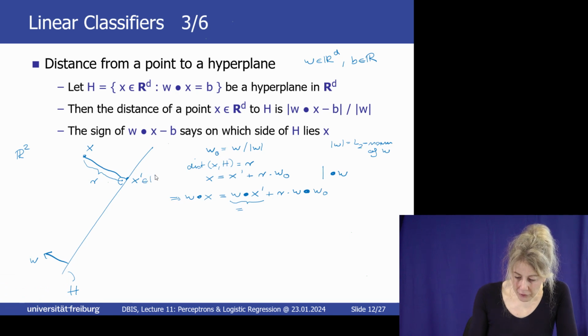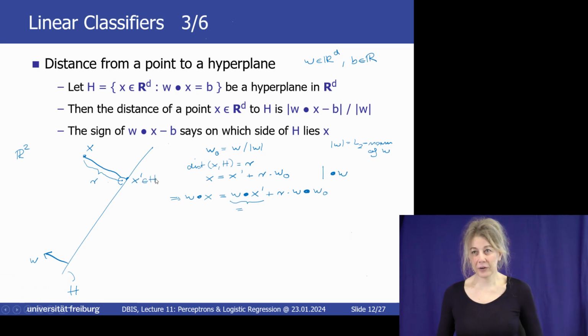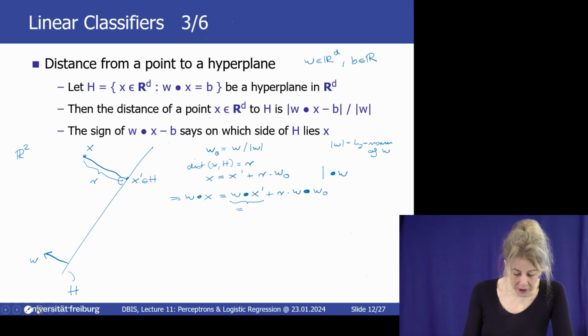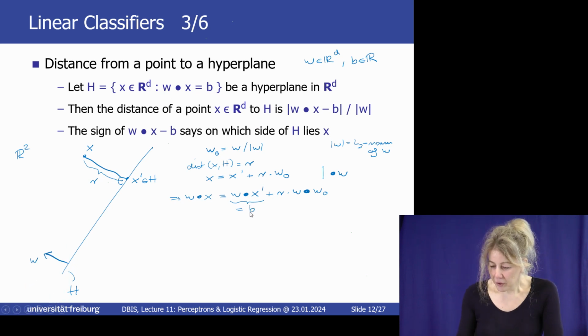So x prime is on the hyperplane, right? It lies on the plane. So what do we know about this value? Yeah, it's b. I mean, the hyperplane is all the points where w times x is b. So that's b. So it was a good idea to multiply with w. And this here, okay, this also looks familiar, multiplying a vector with itself.